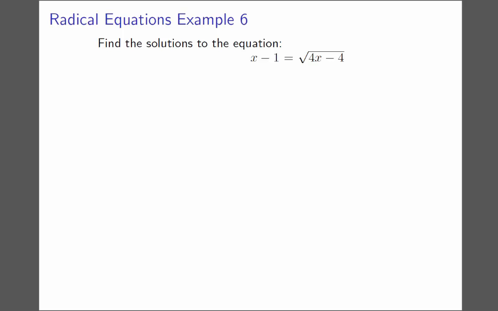In this example, we want to solve the radical equation x minus 1 equals the square root of 4x minus 4. Like before, we want to square the square root, so we'll square both sides of the equation, giving (x minus 1) squared equals (the square root of 4x minus 4) squared.